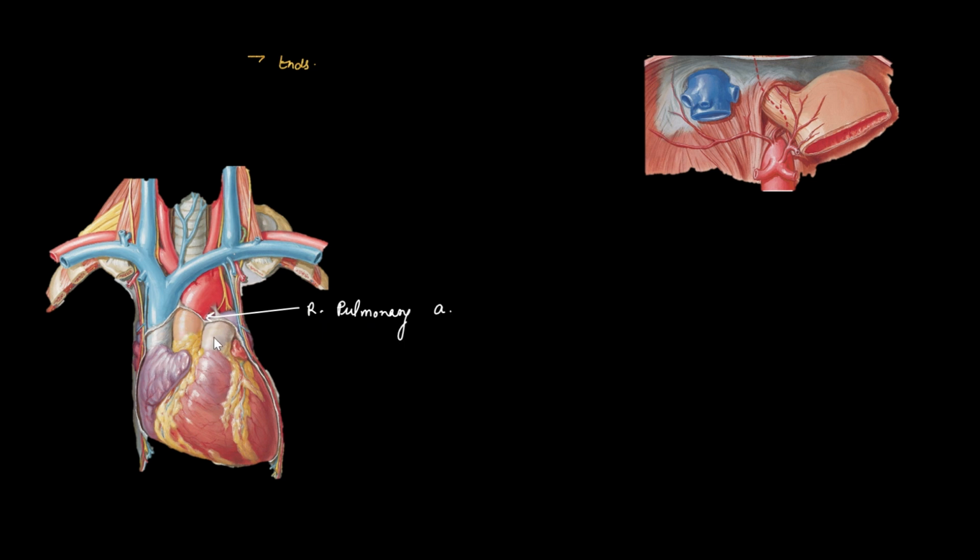On the left side we can see that the pulmonary trunk lies over here. On the right side lies the superior vena cava. The arch of aorta, from its convex surface, is attached to the pulmonary trunk through a very important ligament from the point of view of the exam, the arterial ligament.